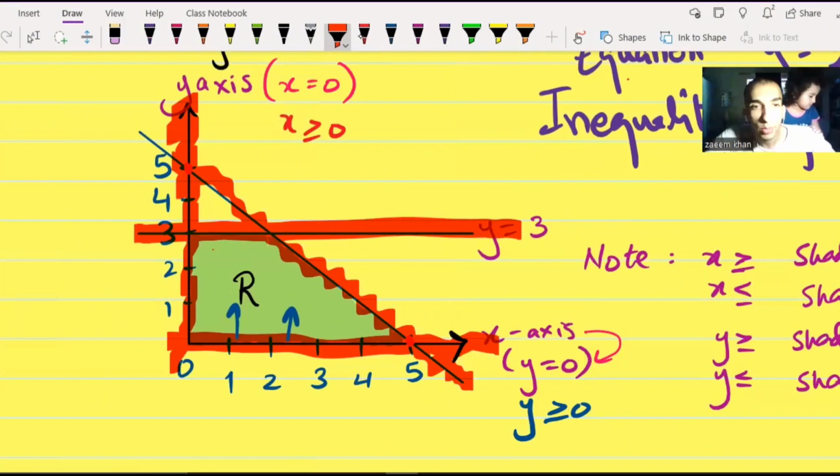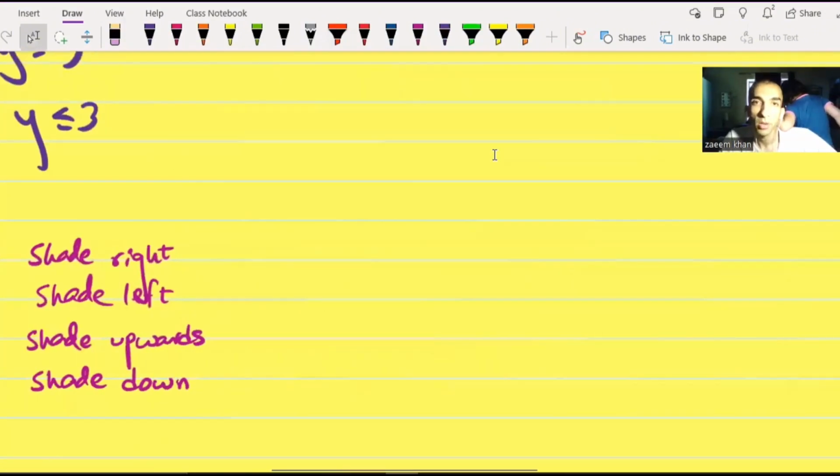Now, whenever we have a line which is going diagonally, that's where things get a little difficult. Let me show you what we're supposed to do over here. Take a look.